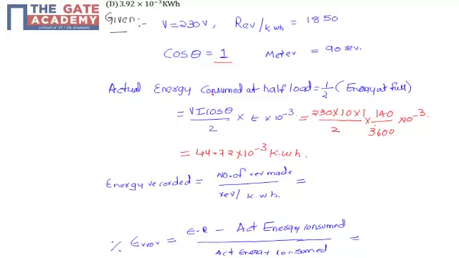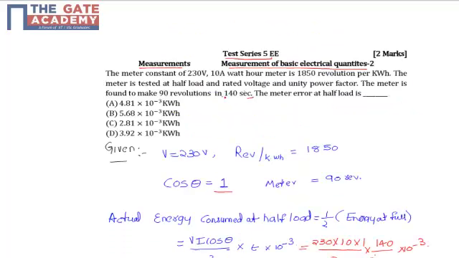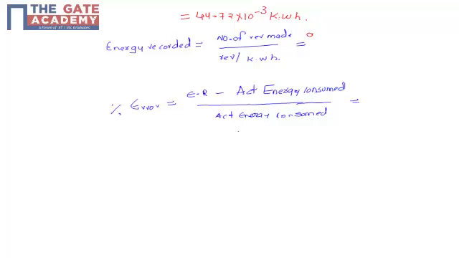We have calculated the actual energy consumed at half load. The energy recorded is the number of revolutions made divided by revolutions per kilowatt hour. The meter is found to make 90 revolutions, so 90 divided by 1850. After solving, the energy recorded is 48.64 into 10 power minus 3 kilowatt hour.